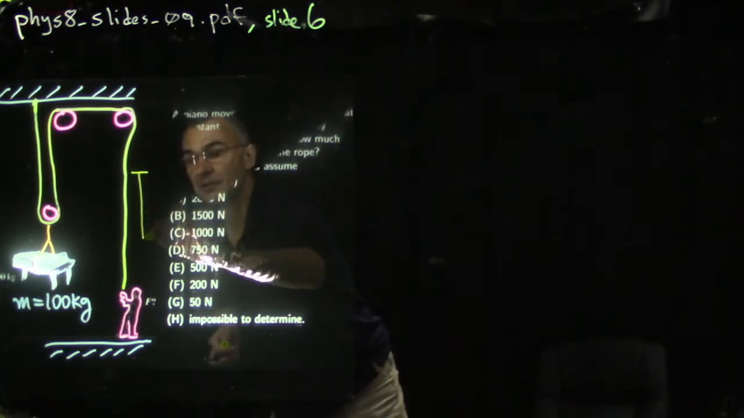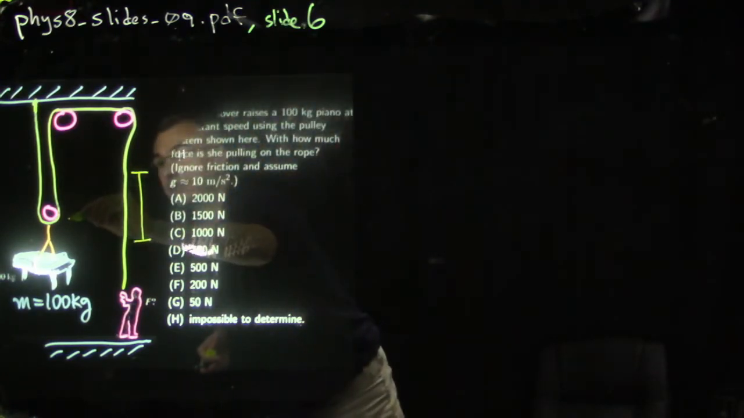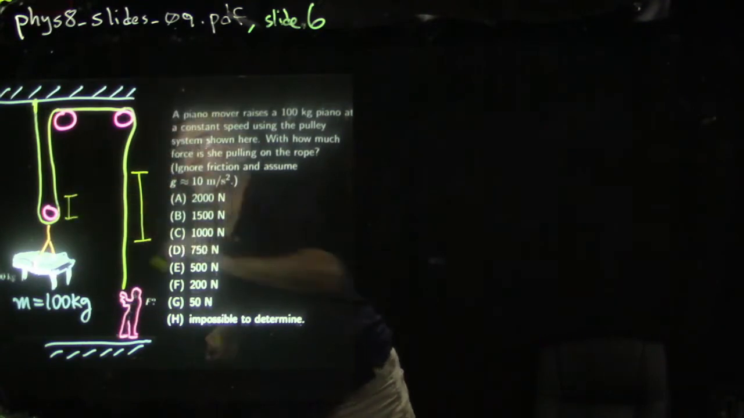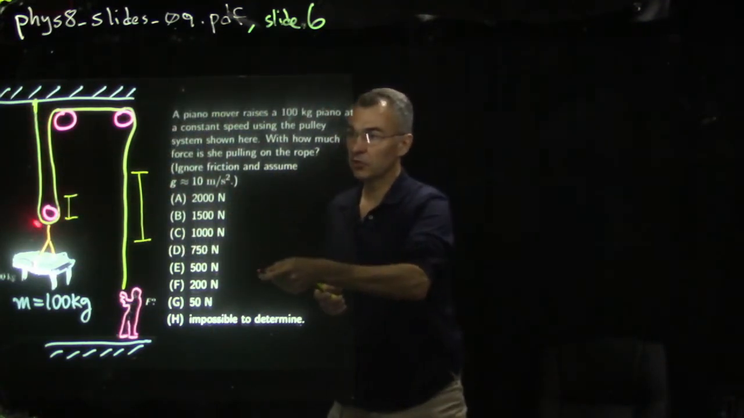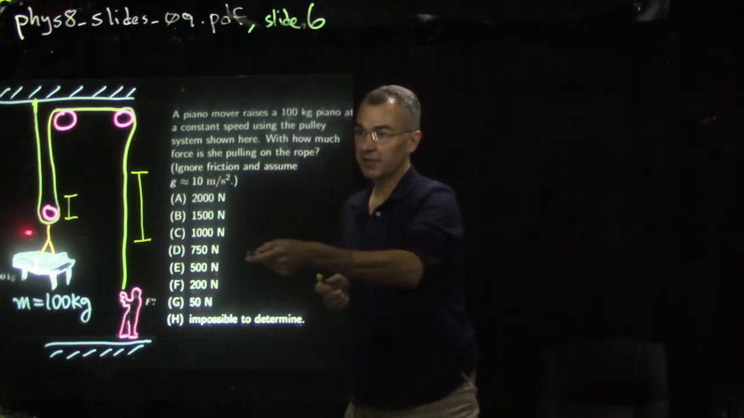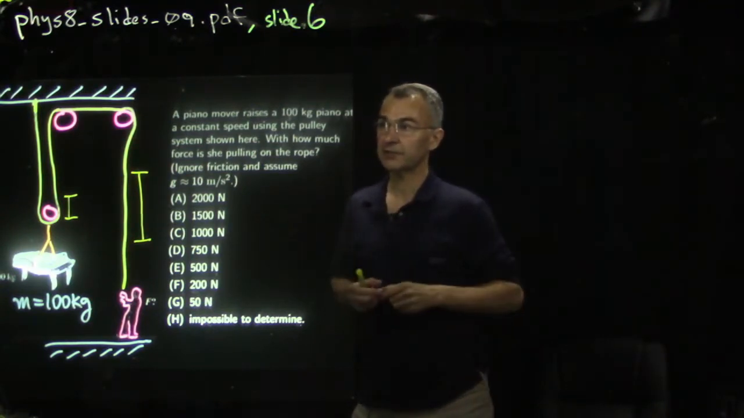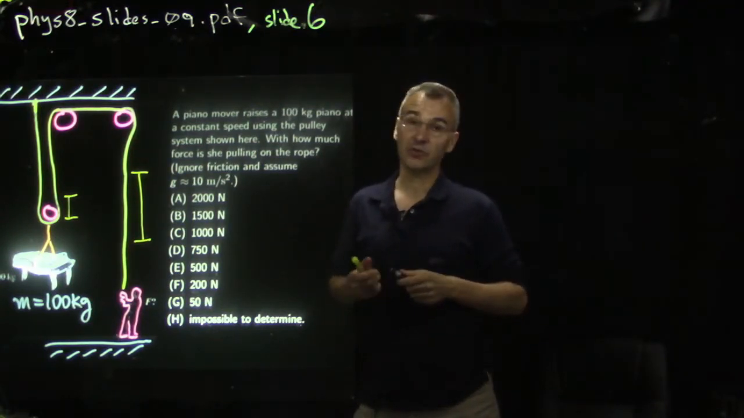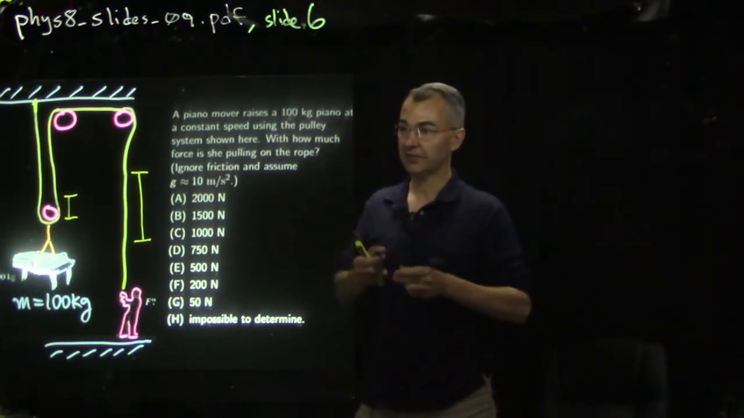over here moves down by 2 meters, then the piano actually moves up by only 1 meter. Okay, that's kind of tricky, but you see, because the rope is doubled over here, in order to make the piano go up 1 meter, you pull this rope down 2 meters. And that gives you a mechanical advantage. That's like a 2-to-1 mechanical advantage.